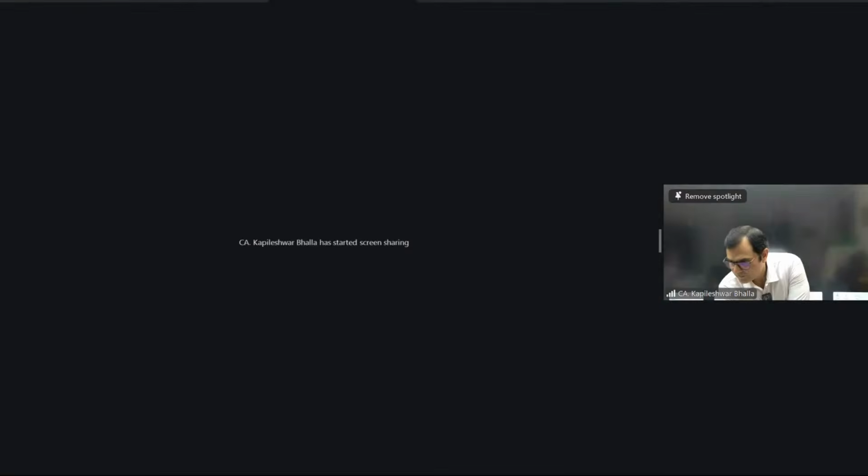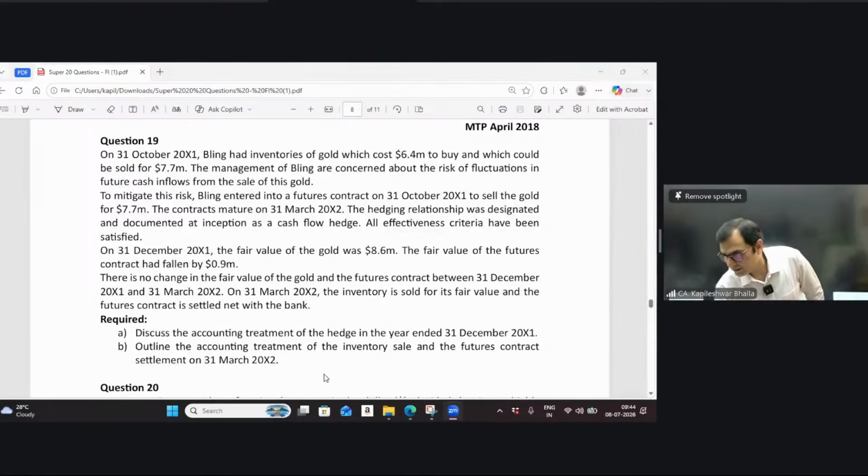Let me share a small question on this area. Okay, so let's have a look at this one. Question number 19 that deals with the cash flow hedge.